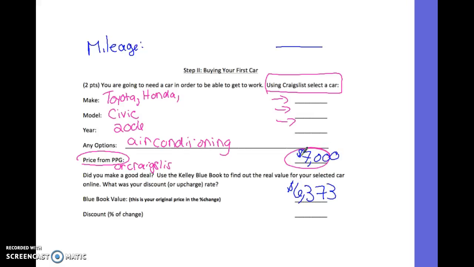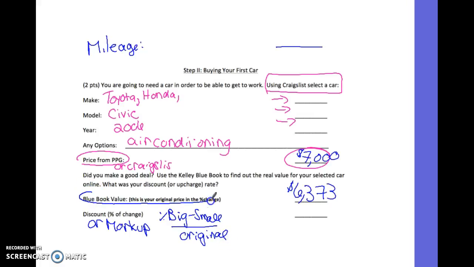So I need to find my discount, or it might be a markup. So you're going to find your percent change. You're going to do, remember, big minus your small over your original. If you read this, it says your Kelley Blue Book value is your original price for your percent change. So you can see that your Blue Book is your markup, and there's your percents.